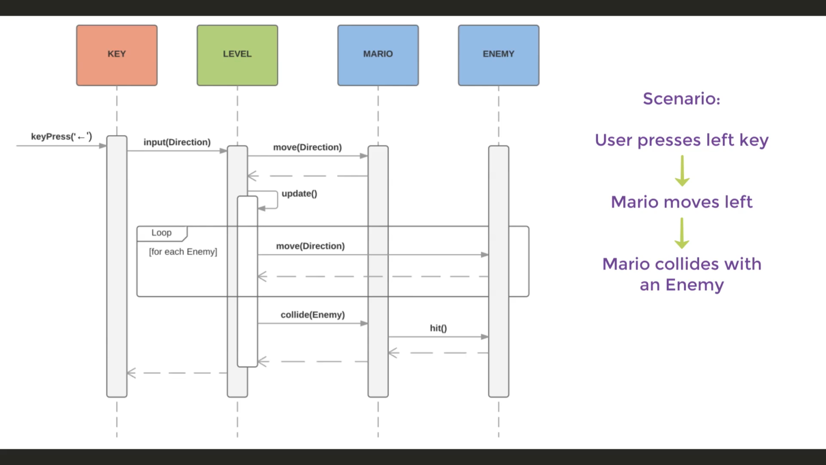And then everything is just going to return back to Mario, level, and back to key, and the sequence will be complete. This whole sequence diagram captures the actions within the system when a user presses a key and Mario moves and hits an enemy. And from this diagram, we can get a complete understanding of what happens during this sequence of actions.